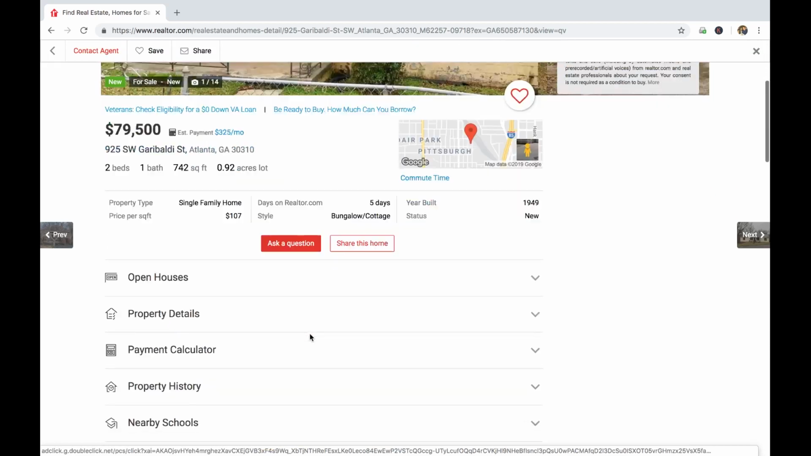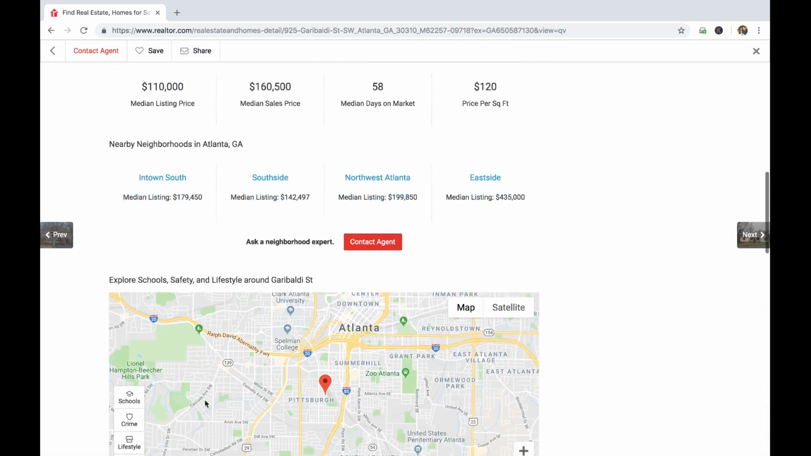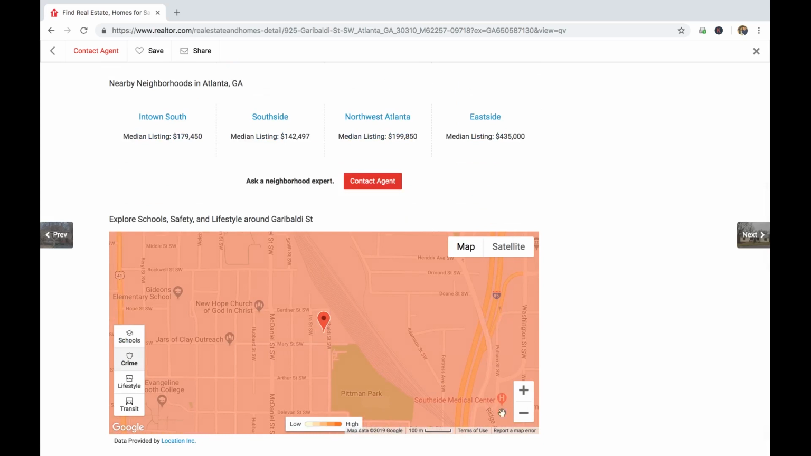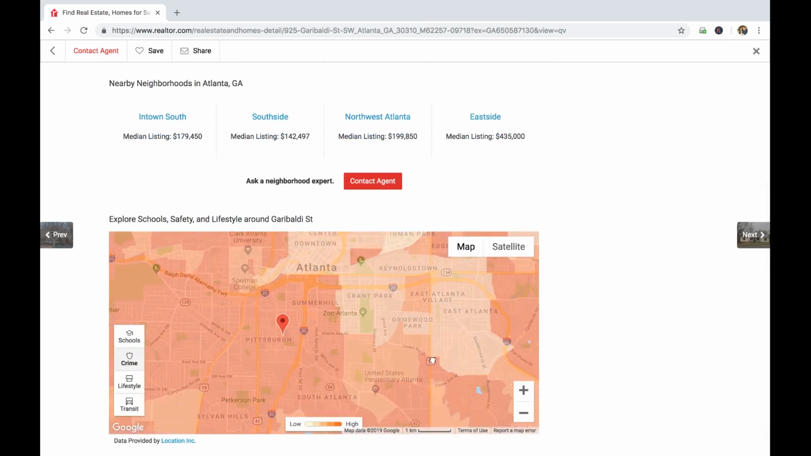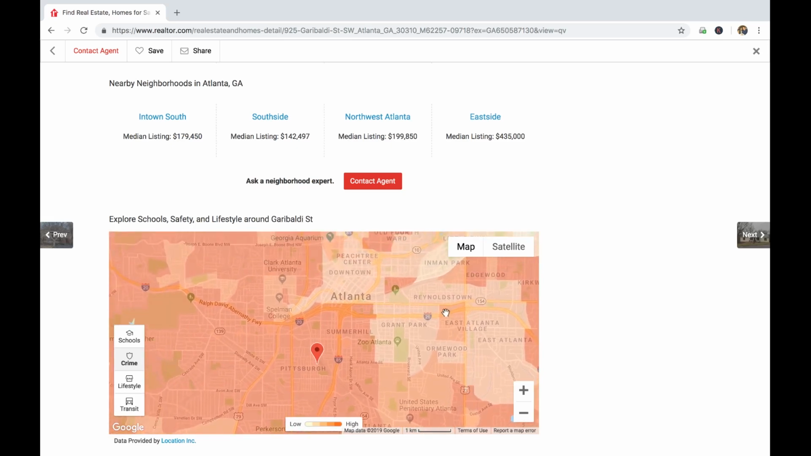Right now I'm on Realtor.com where I'm looking at a property in Atlanta. Now, as you can see, it shows me which neighborhoods are higher or lower in crime. This is really helpful to avoid bad areas in a mostly good zip code.